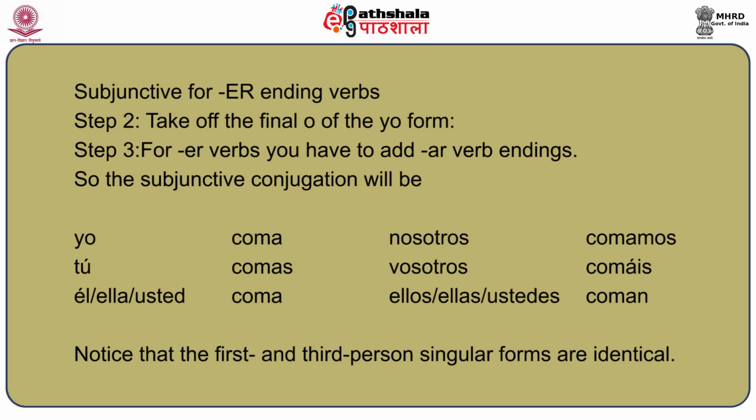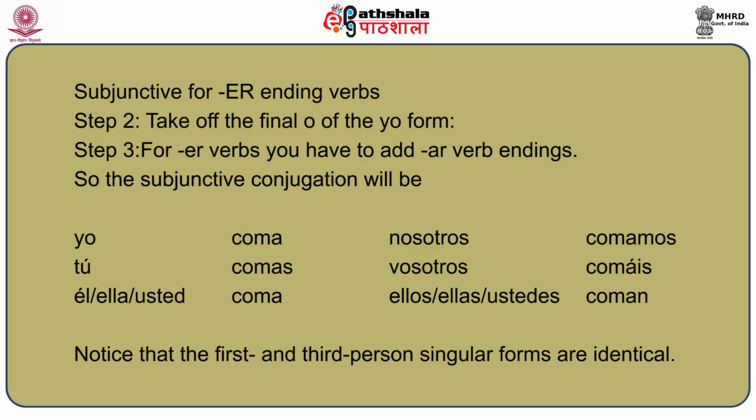In the case of the subjunctive conjugation with ER ending verbs, the same rule applies. First, the yo form of the ER ending verb comer: como. Second step, remove the final o of the yo form and then add the opposite endings of AR verbs to the stem com, and the conjugations will be: yo coma, tú comas, él, ella, usted coma, nosotros comamos, vosotros comáis, ellos, ellas, ustedes coman.